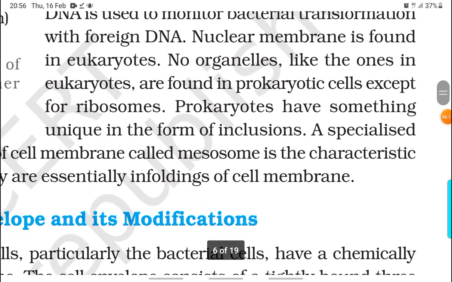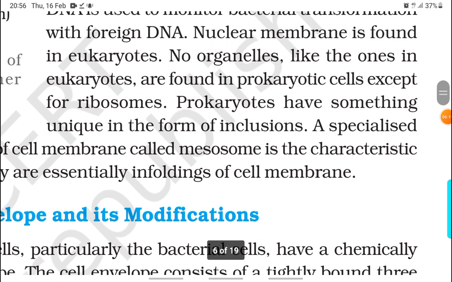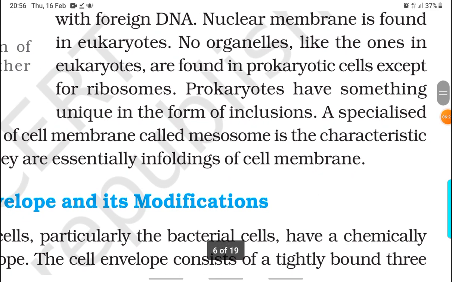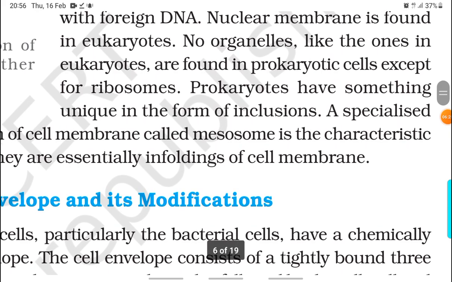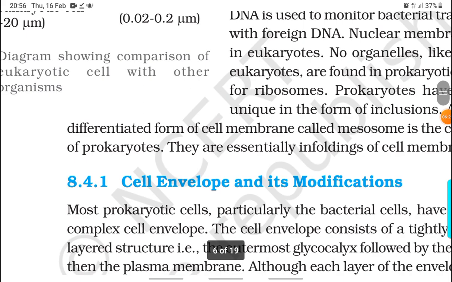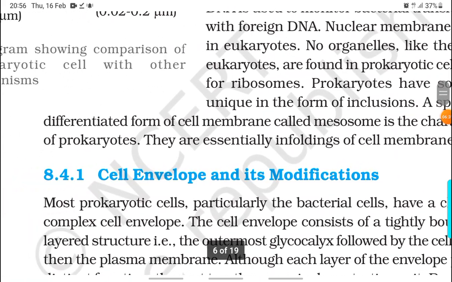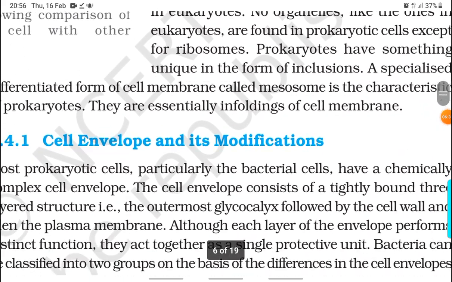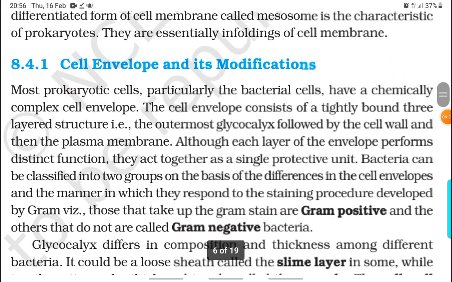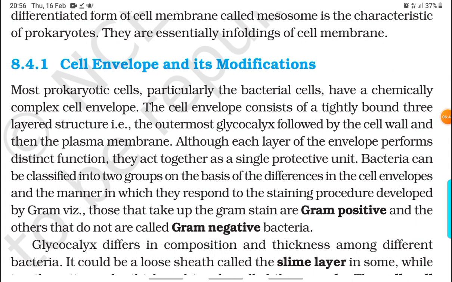No organelles like the ones in the eukaryotes are found in prokaryotic cells except for ribosome. Prokaryotes have something unique in the form of inclusions. A special differentiated form of cell membrane called mesosome is the characteristic of prokaryotes. They are essentially infoldings of cell membrane. Cell envelope and its modifications: most prokaryotic cells, particularly the bacterial cells, have a chemically complex cell envelope.